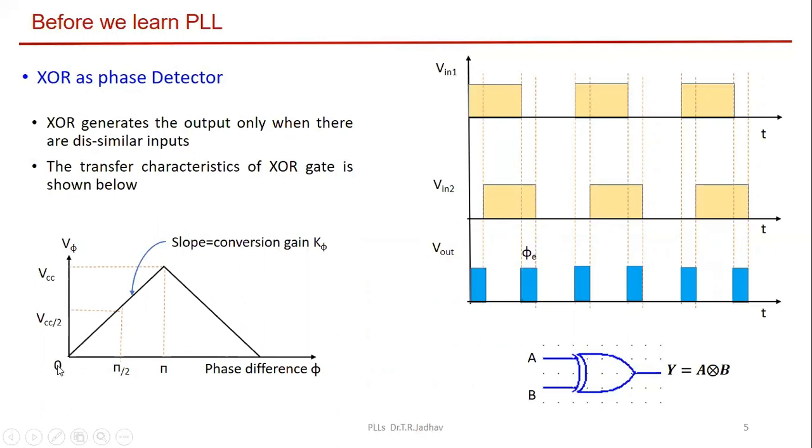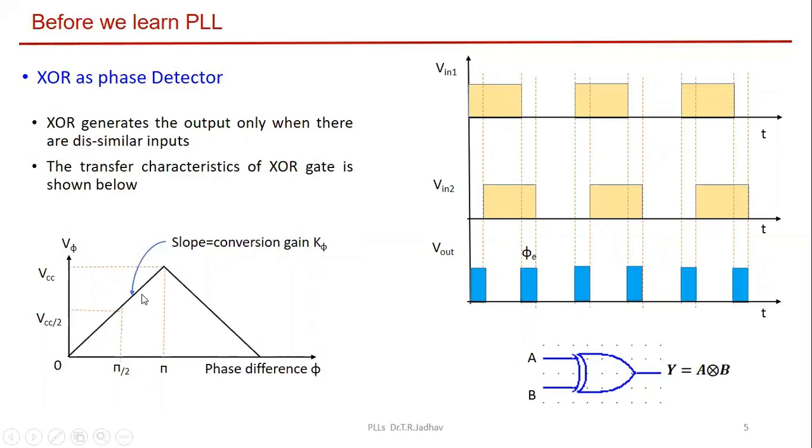So when phase difference is 0, obviously the voltage at the output of XOR gate will also be 0. So there we can say that both the inputs are perfectly locked. Now whenever unlocking happens, there will be a phase generation, phase difference, and that's why output will be generated. So as you see from the characteristics, as the phase difference increases, the output also increases.